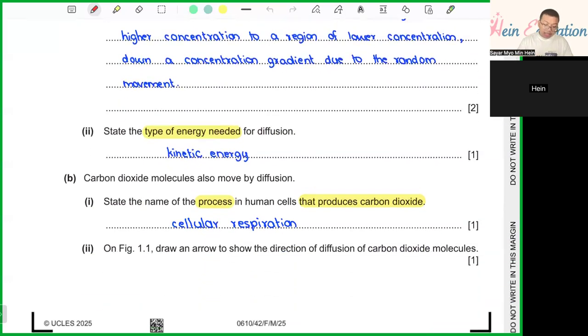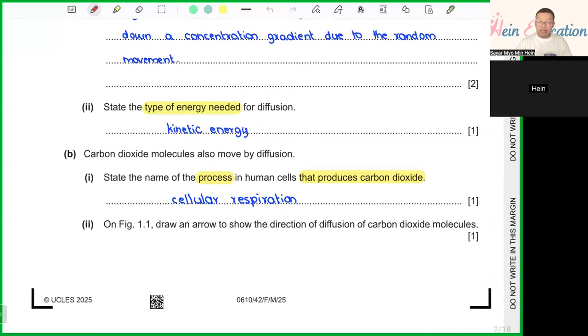And the next one is the type of energy needed for diffusion. So for diffusion, it is due to the random movement, which is by the kinetic energy of the molecule itself. So the type of energy should be kinetic energy.